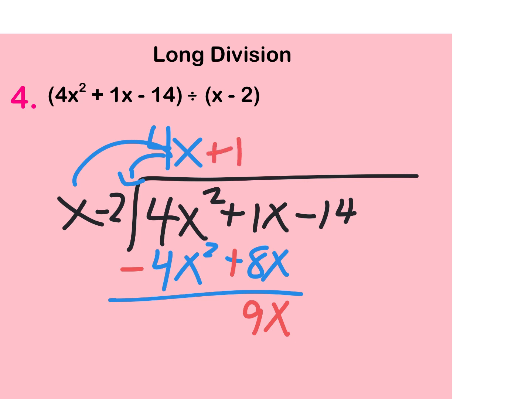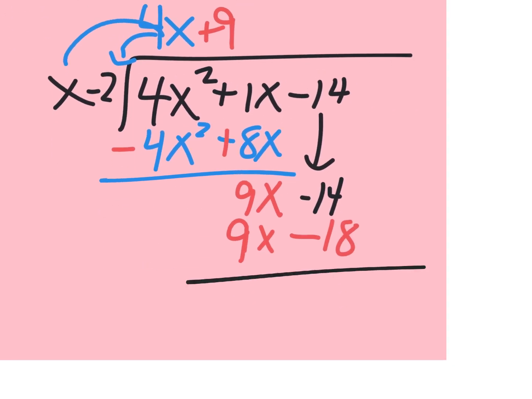Start with a 1, but then go 1 times x is 1x. Oh, that's not working. Use a 9. 9 times x, 9x. 9 times negative 2, negative 18. Oh, wait a minute. I forgot to bring down the negative 14. It's not too late. I can still bring it down now. And then I draw my line. Opposite, opposite. Makes a 4.